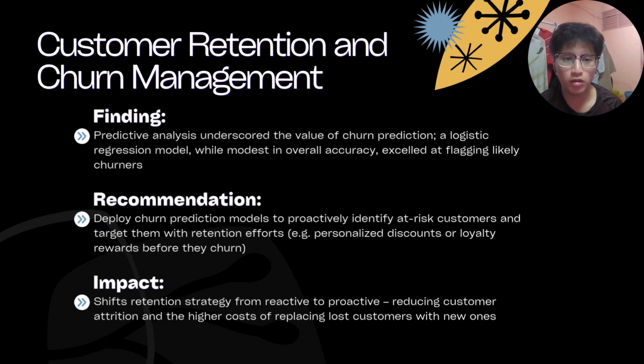Based on the finding, we recommend deploying a churn prediction module to proactively identify at-risk customers and target them with retention strategies such as personalized discounts or loyalty rewards. This shifts retention from reactive to proactive and reduces customer attrition.